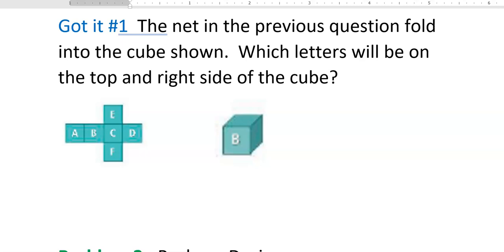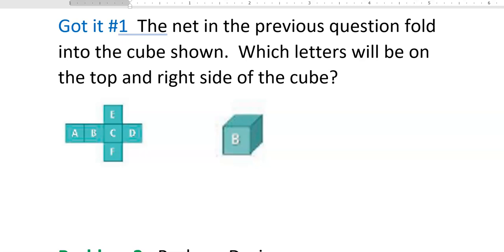Try Got It number 1 on your own. You can keep these on a little piece of paper, and you can always use these on quizzes and just to look back on for notes. The net in the previous question folded into the cube shown. Which letters will be on the top and the right side of the cube?